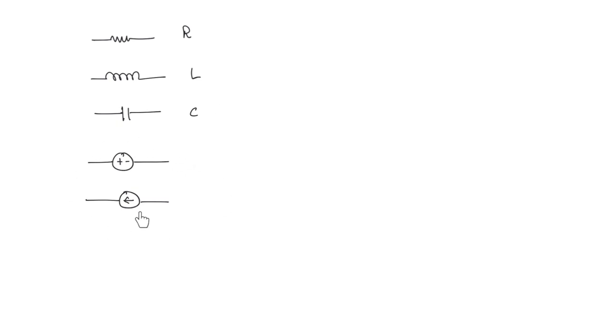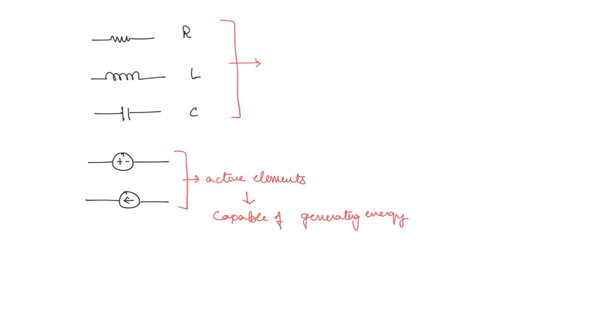You can see that these two are something which gives power, which supplies power. So these are called active elements. These both are called active circuit elements. And why are they called active elements? Because they are capable of generating energy on their own. Whereas these elements are passive elements, because they cannot generate energy on their own, incapable of generating energy.